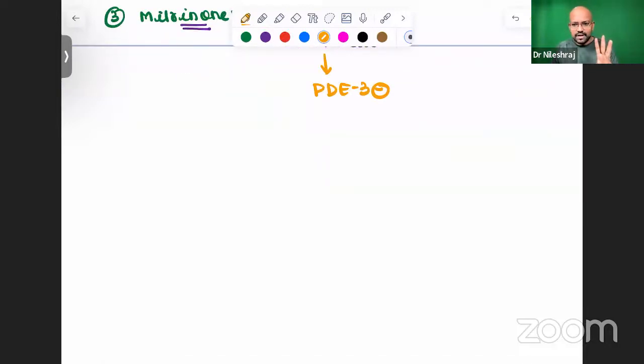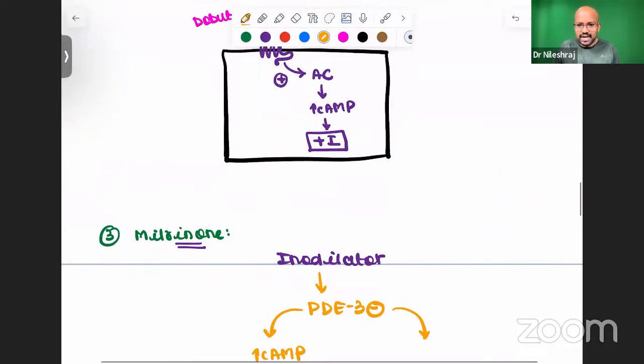So what happens if phosphodiesterase 3 is getting inhibited? It's simple logic. If phosphodiesterase 3 is inhibited, there will be increased cyclic AMP. And why is that? Because just in the previous page we have written that cyclic AMP will be broken down to AMP with the help of an enzyme called phosphodiesterase 3.